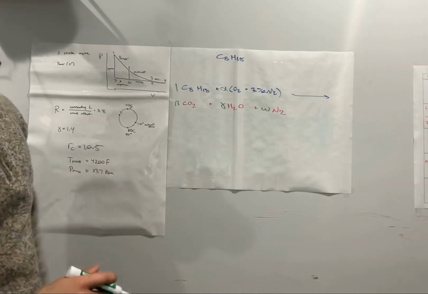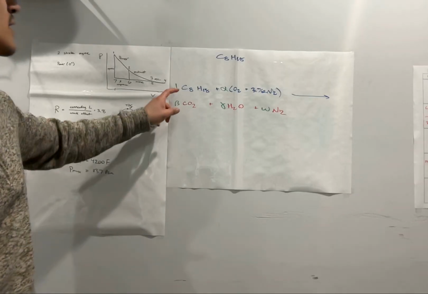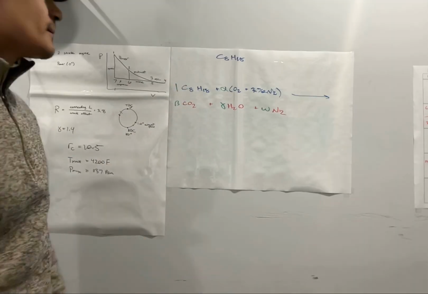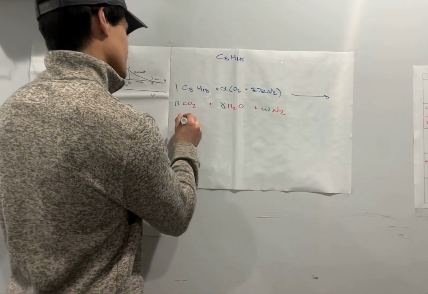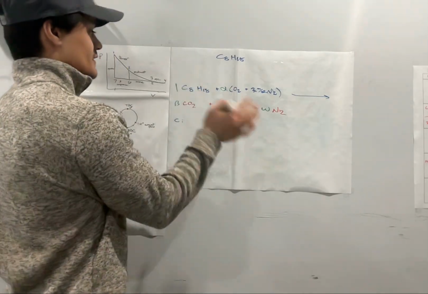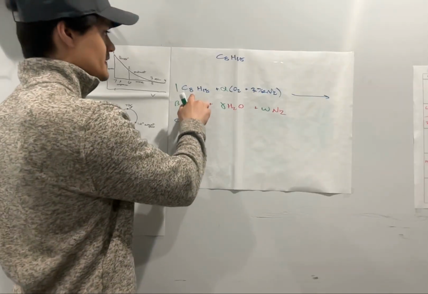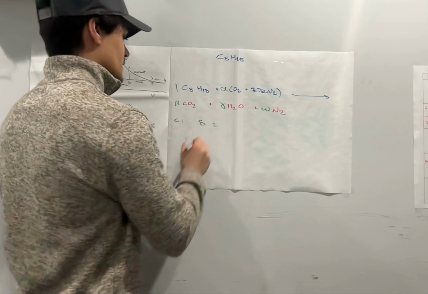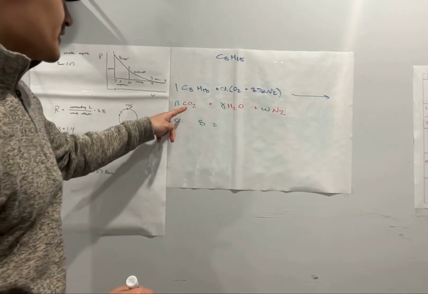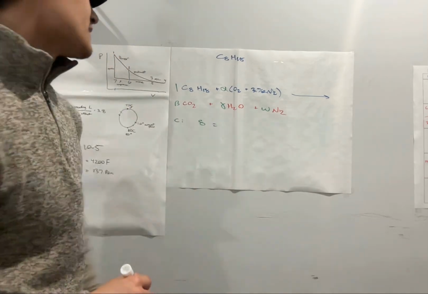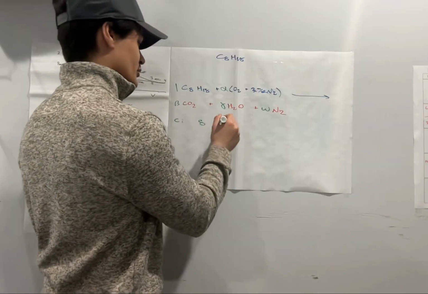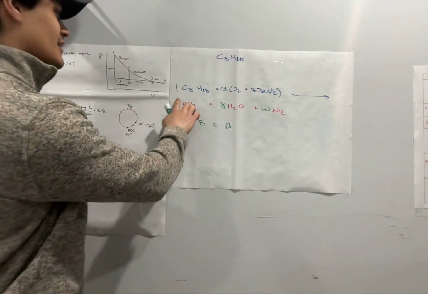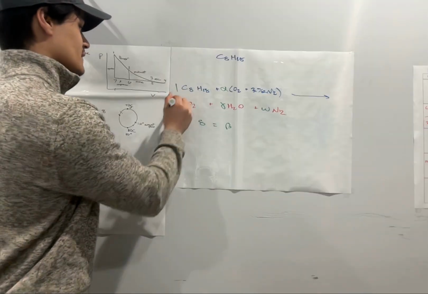Now, let's just work down the line. How many carbons on the left versus how many on the right, and then we'll do it for each element. So we'll start off with carbon. How many carbons on the left? We have 1 times 8. That's it on the left, so we have 8 carbon on the left. Right here we have beta times carbon, and that's it. So we get beta times 1, which is beta. So we have beta equals 8. So I can replace this with an 8.